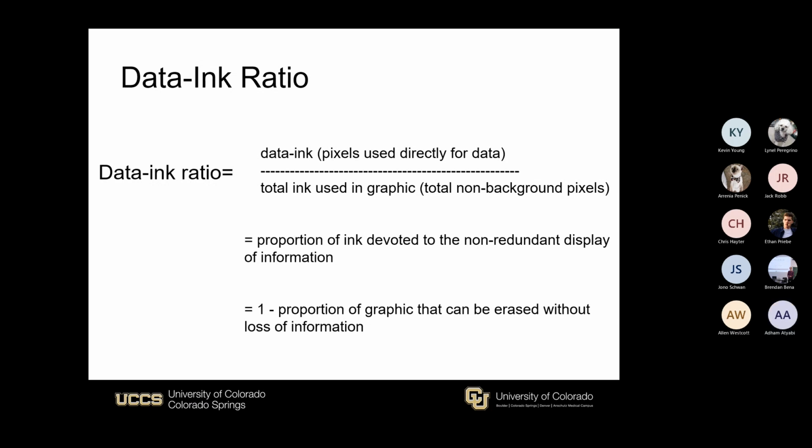So with all of that, we can get to this very simplistic formula. The formula says that the data ink ratio is data ink divided by the total ink used in the graph, which is equivalent to the proportion of ink devoted to the non-redundant display of information, which is also equivalent to 1 minus the proportion of the graphic that can be erased without loss of information. Okay?